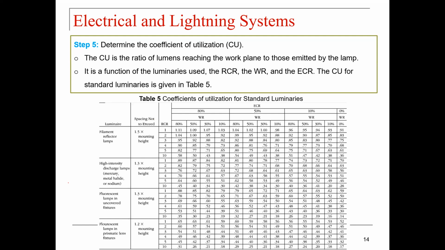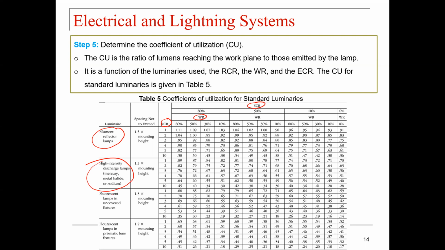Step 5, to determine the coefficient of utilization. The coefficient of utilization is the ratio of lumens reaching the work plane to those emitted by the lamp. It is a function of the luminaries used, the RCR, the WR, and the ECR. The coefficient of utilization for standard luminaries is given in table 4. And again, we have to use these parameters that we computed already to get to these numbers. And it will depend on the type of luminary that you have in your facility.